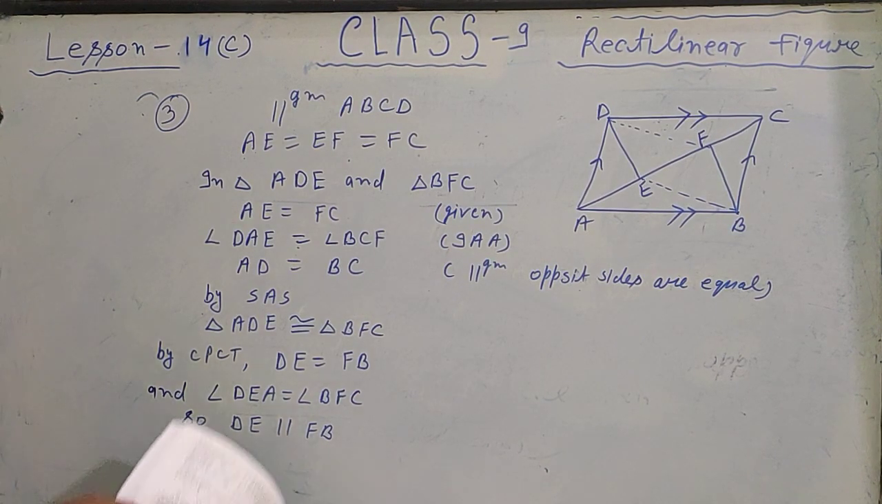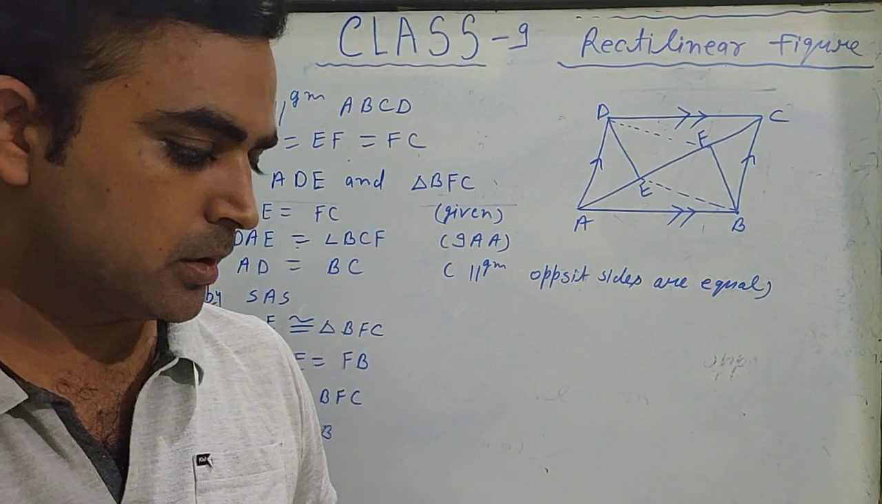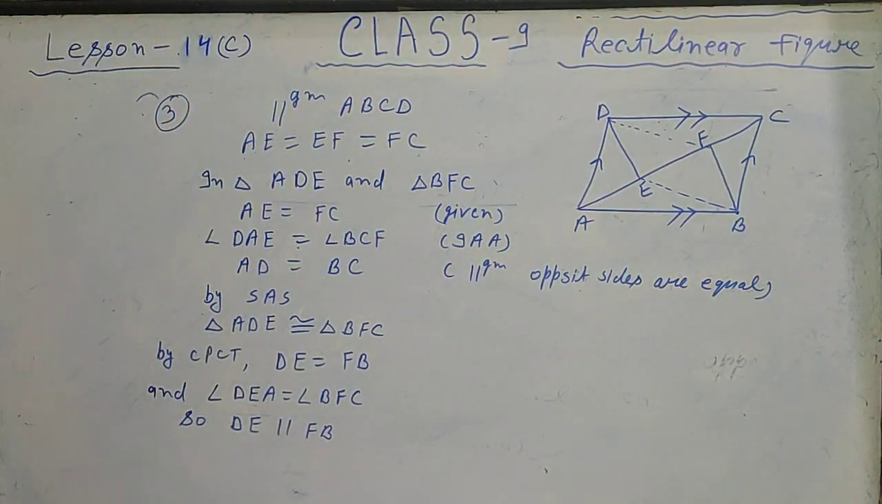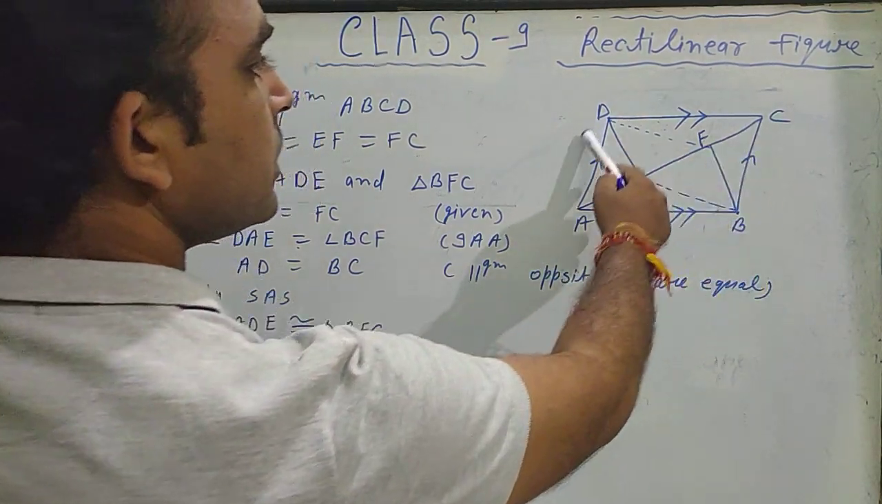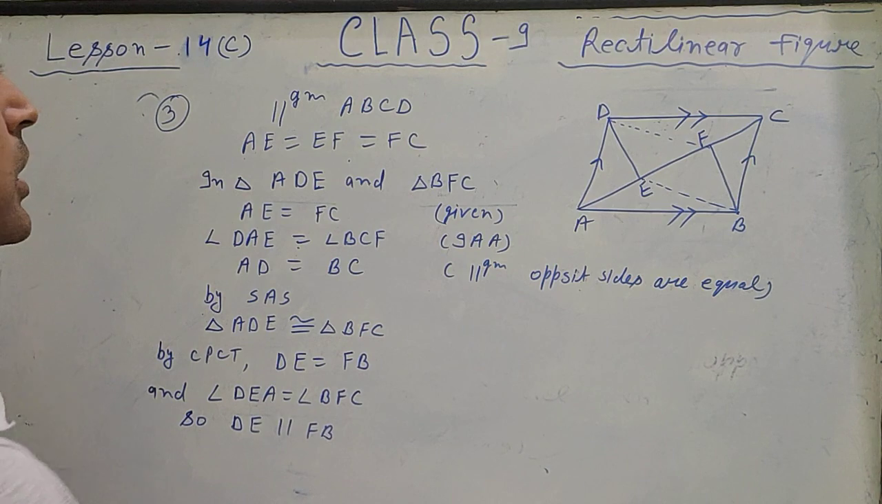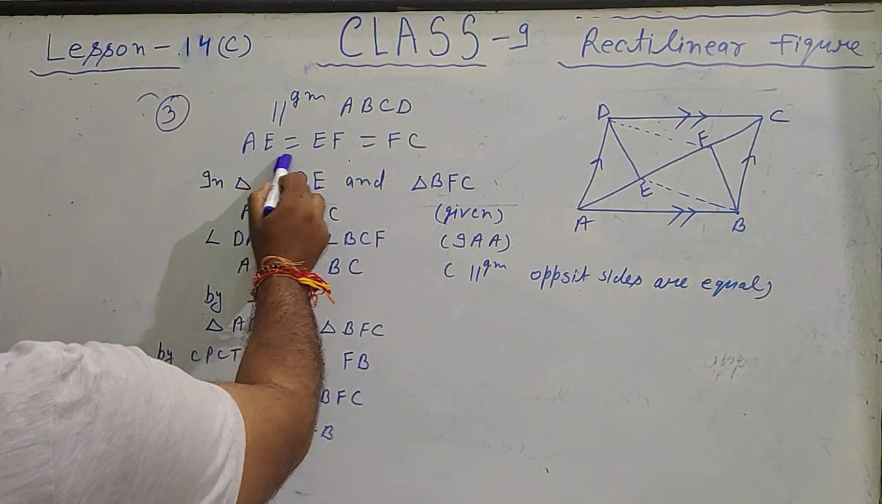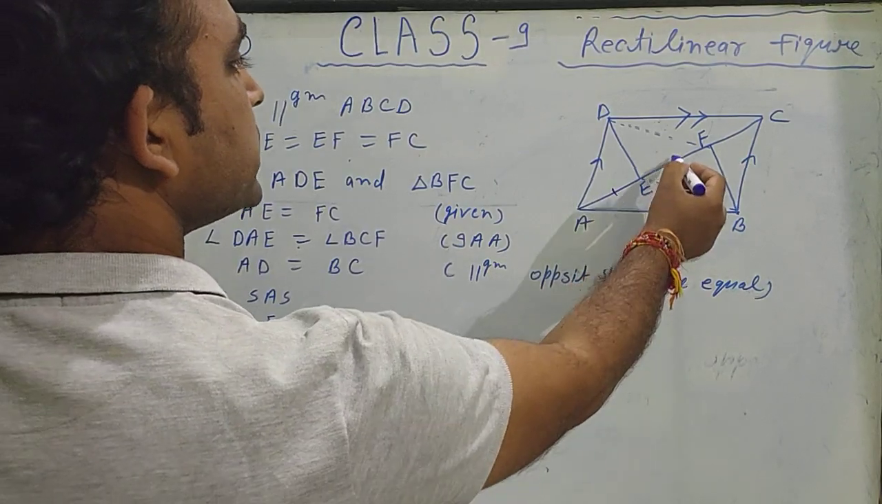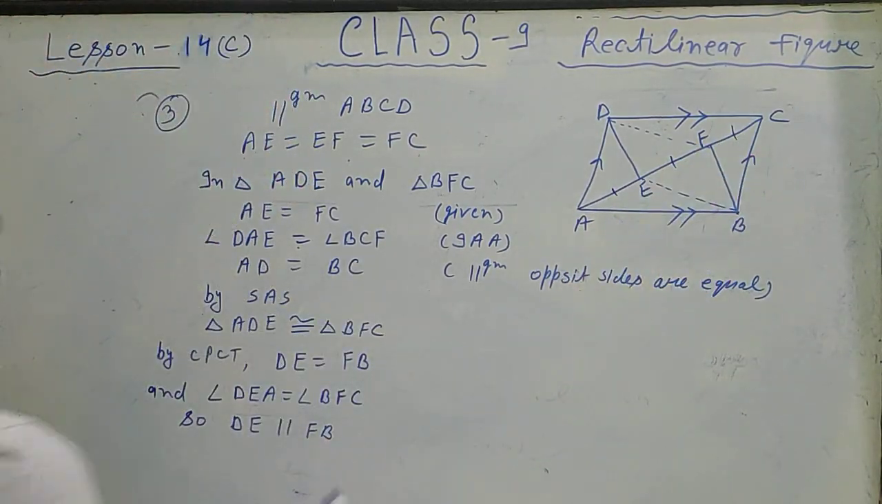Okay student, now we solve question number 3. ABCD is a parallelogram, and E and F are the points given. In the question it is given that AE is equal to EF is equal to FC.